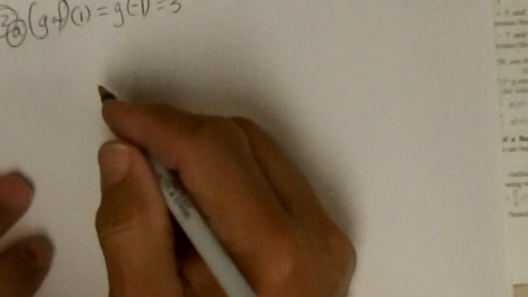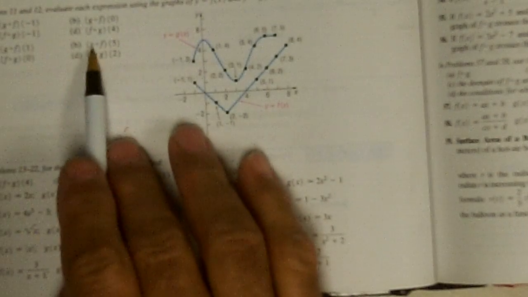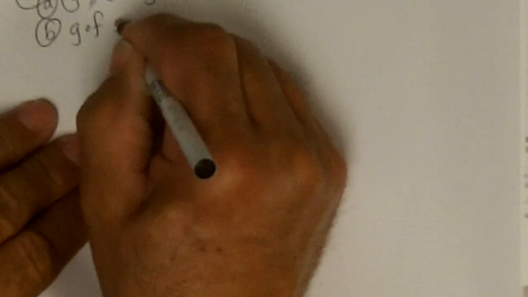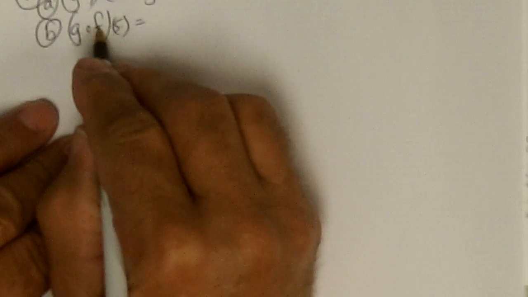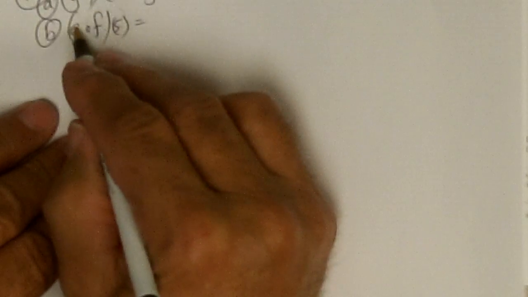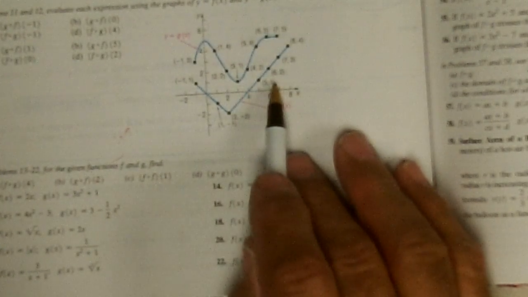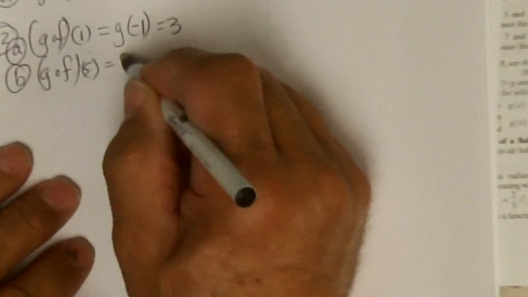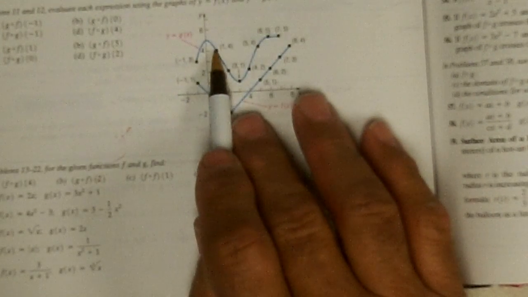So that's the answer to 12a. Now let's do 12b. 12b says g of f of 5. So g composite f of 5. I've got to put 5 into f, get that result, and put it into g. 5 into f gives me 1. So I've got to find g of 1. 1 into g gives me 4.